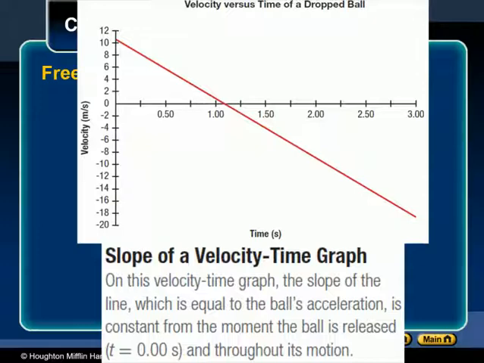It is important to note that the acceleration is negative 9.81 meters per second squared even at the peak where the velocity is 0. The straight line slope of the graph indicates that the acceleration is constant at every moment.